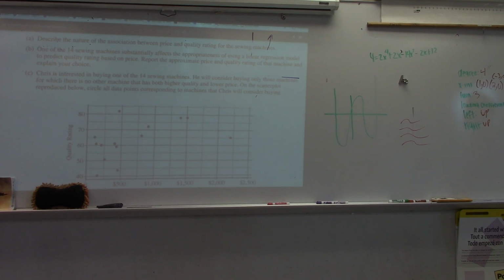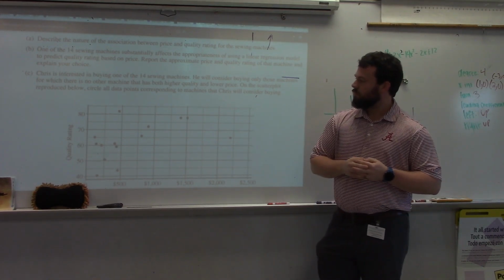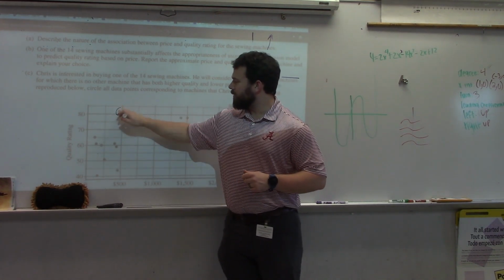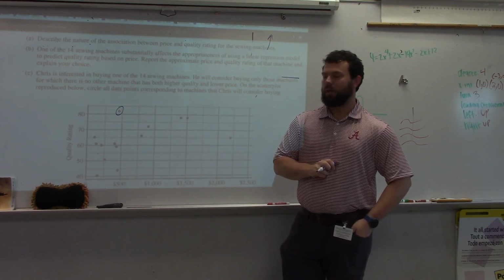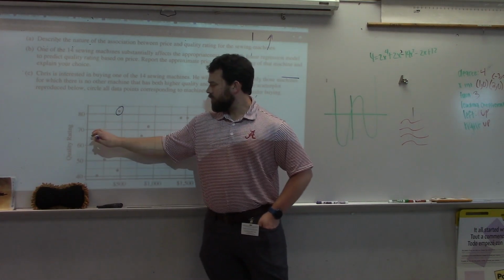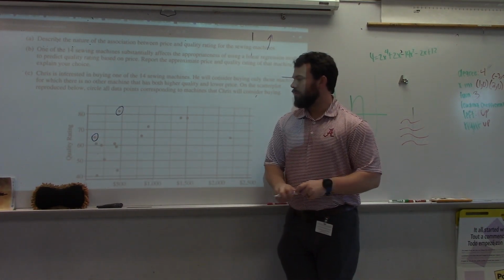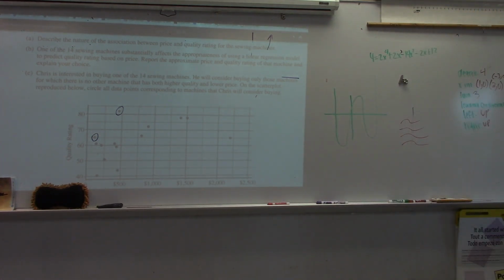Okay. So he's only interested in buying one of the 14 sewing machines, only wants the machines for which there's no other machine that has both a higher quality and a lower price. So what has the highest quality here? The one around 82, right? Is there anything cheaper at that price? No. What's the cheapest price? The one at 65. And is there anything with a higher quality at that price? Right, so highest quality point, cheapest price point. Okay?